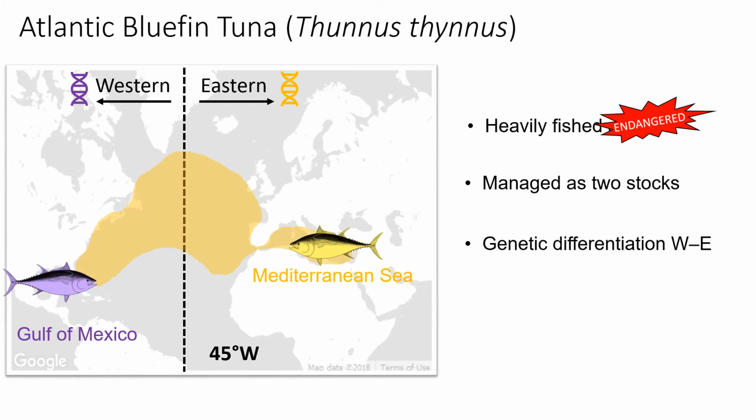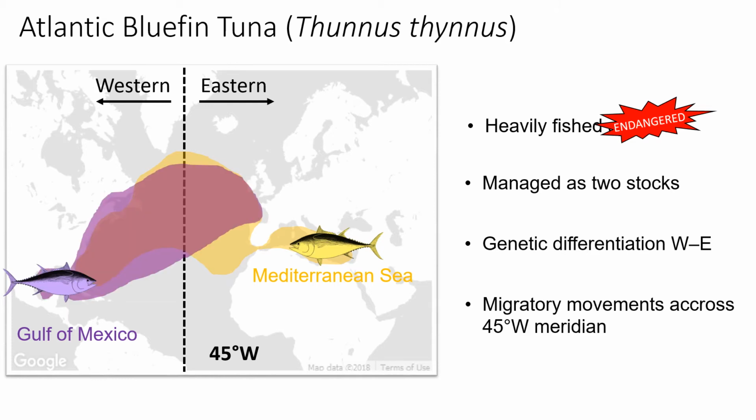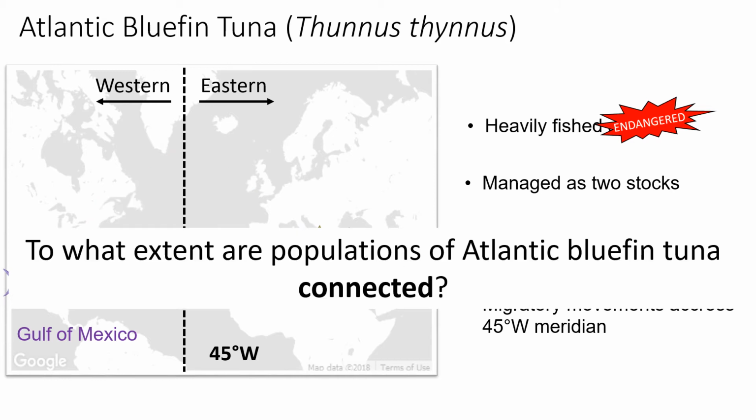However, electronic tagging data have found that, although no individual has been recorded to visit both spawning grounds during their life, individuals that at least visit one spawning ground do cross the 45-degree west meridian boundary line regularly. So, to date, we don't know to what extent populations of Atlantic bluefin tuna are connected.